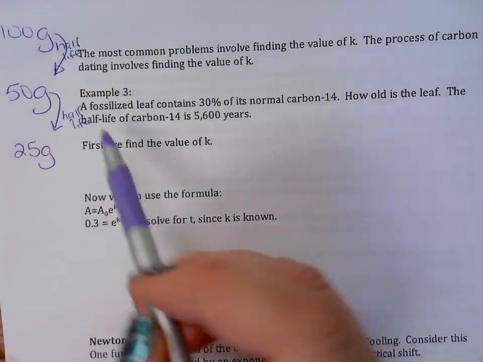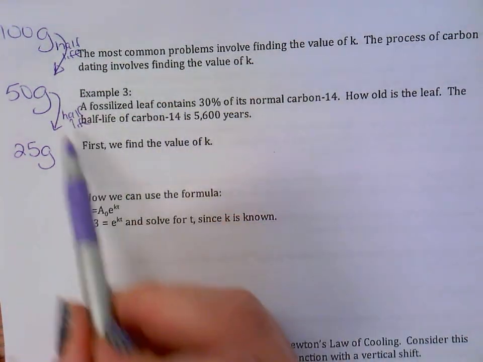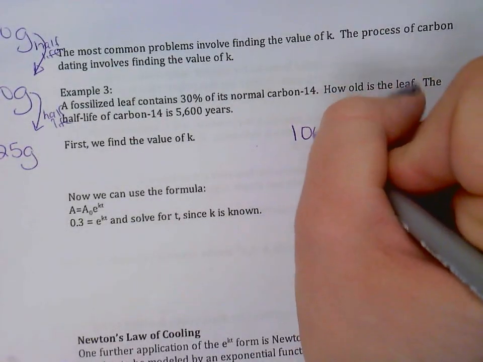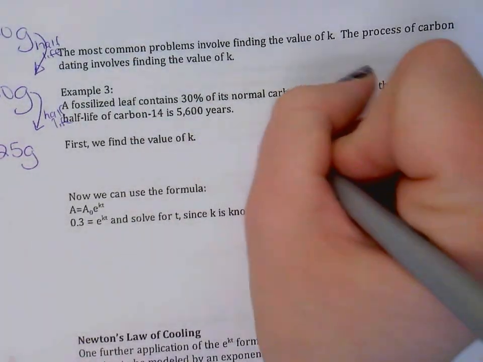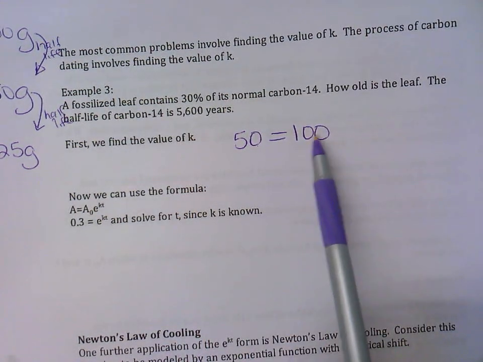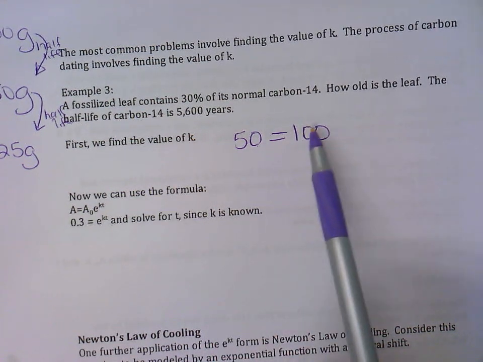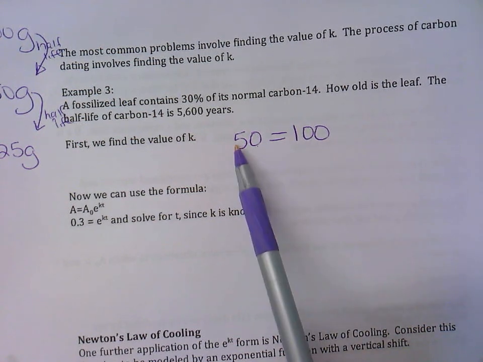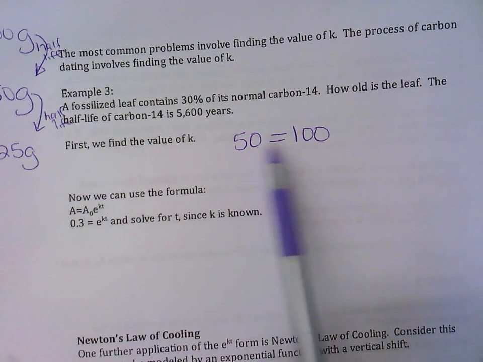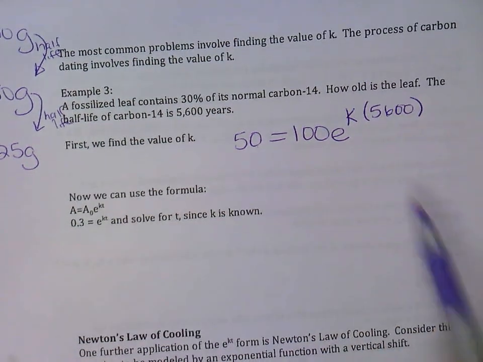So first it says we have to find the value of K. If this is a half-life situation, they didn't tell you how much you start with. We're going to pretend that we started with 100 grams because 100 is an easy number to start with, because half of 100 is 50. I'm making up the original amount. I don't think a leaf really weighs 100 grams. So I'm making up the starting weight and the ending weight because they're telling me this is a half-life issue, so that way I can just cut it in half. I don't know K, but I know that it takes 5,600 years to go from 100 down to 50.